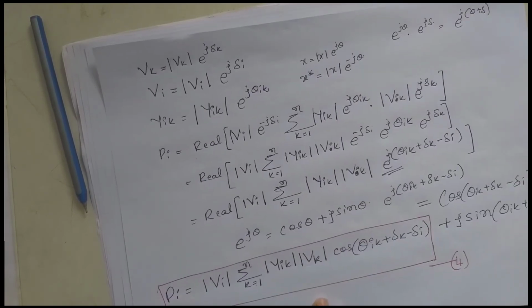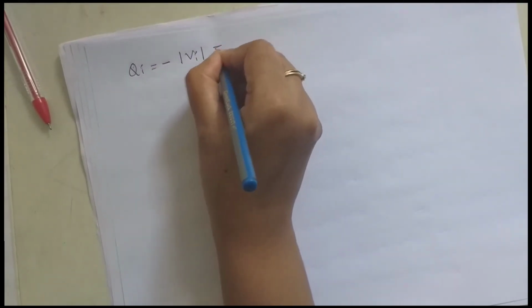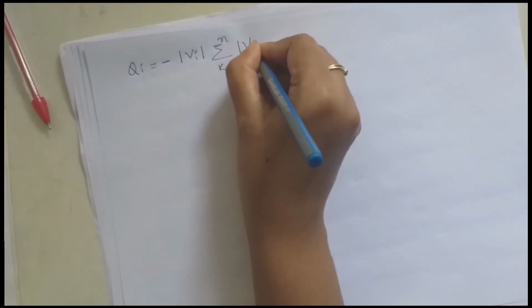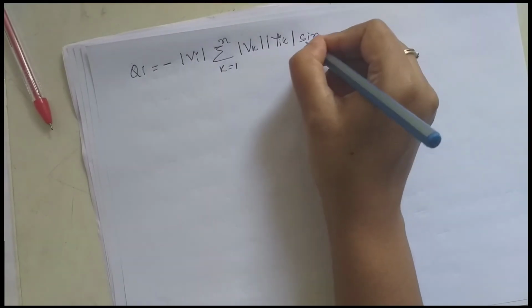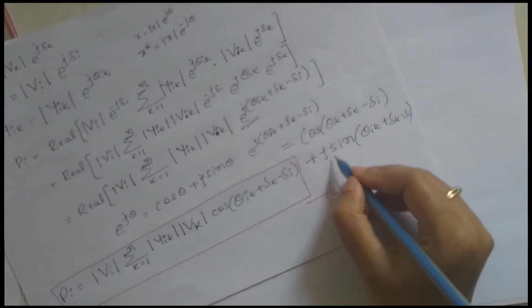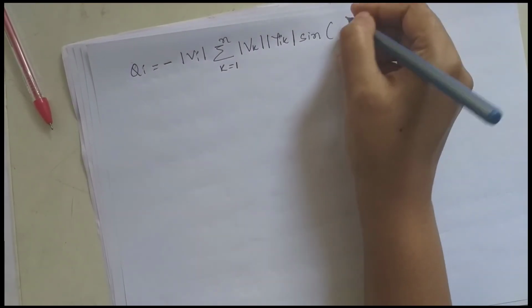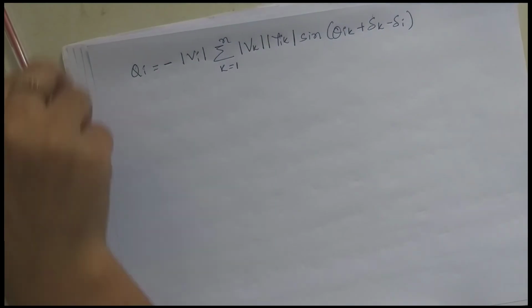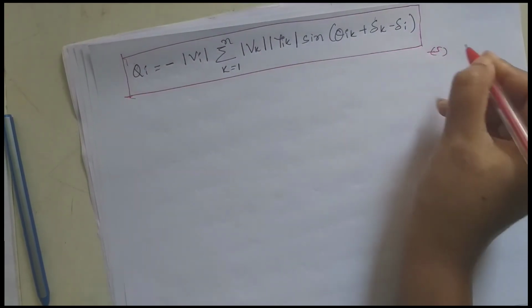Similarly, Qi is minus of Vi, because we want the imaginary value, summation k varies from 1 to n, Vk Yik, sine of theta ik plus delta k minus delta i. Take it as equation 5.